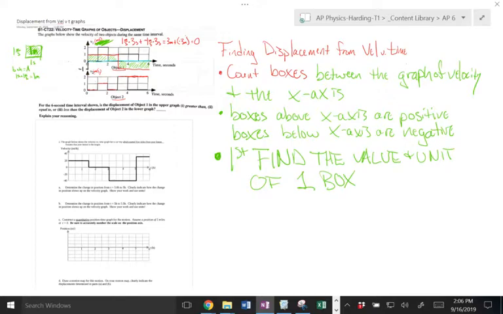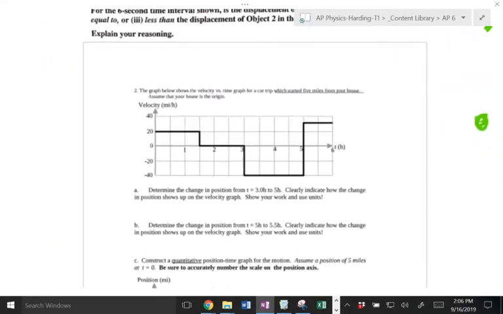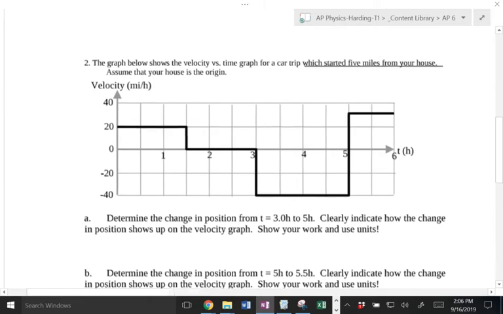All right. So let's try this out then. I'm going to give you this graph, and you're going to determine the change in position, which is the what? Displacement. Okay. From t equals 3 hours to t equals 5 hours. Okay. So find that and put it into the pair deckage.